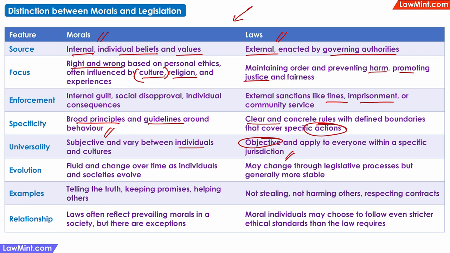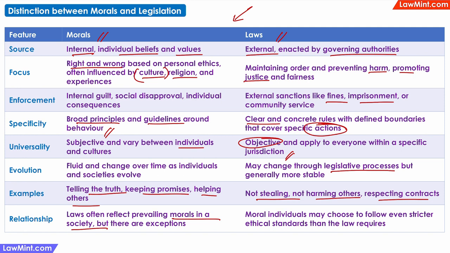in the jurisdiction. Morals may change organically, without any formal record, whereas laws change only by way of amendments or through new legislations. So there are formal records on when, how, and why laws were changed. Morals are like always telling the truth, always keeping promises, and laws cover aspects like not stealing, not harming others, and respecting contracts. Laws are usually made based on the prevailing morals of the society at that time.